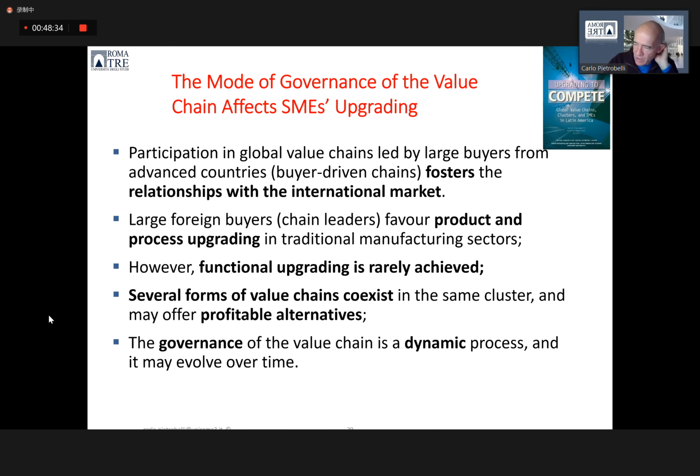Why am I expanding on this concept of governance? Because not only is governance a relevant and central concept in this kind of literature, but also because it has been shown. Some years ago we published a book with several colleagues with Harvard University Press called "Upgrading to Compete: Global Value Chains, Clusters, and Small Enterprises in Latin America," where we managed to show that the mode of governance is very relevant to influence local enterprises' upgrading and innovation. So the mode of governance prevailing in the chain needs to be studied and understood to understand the implications that this has on local firms' innovation and upgrading.